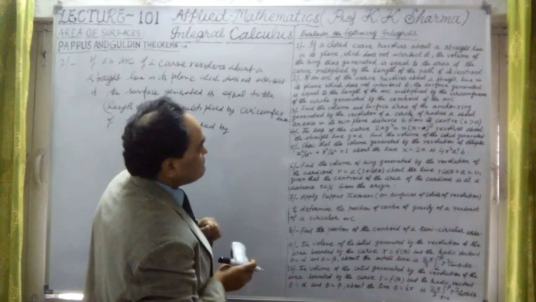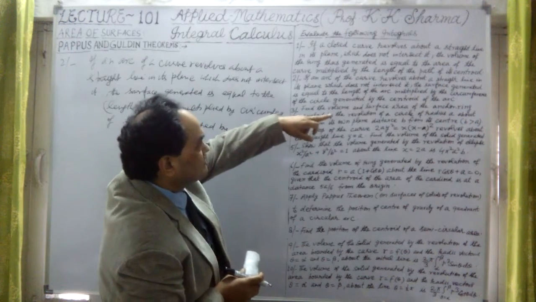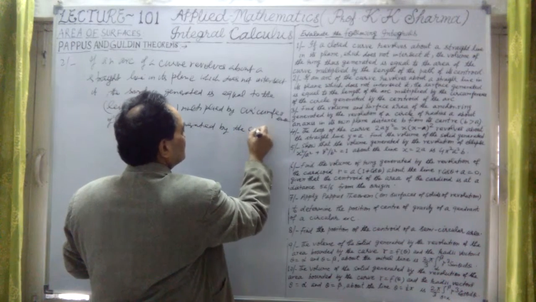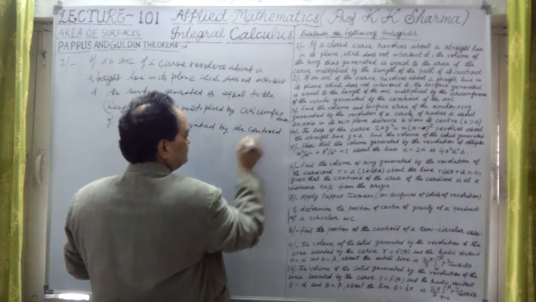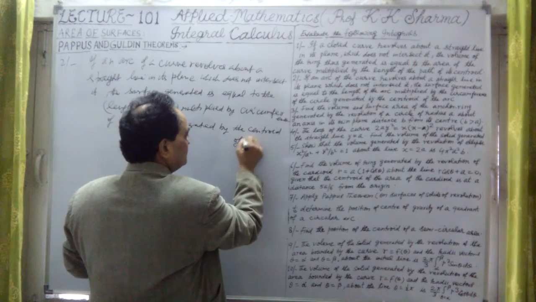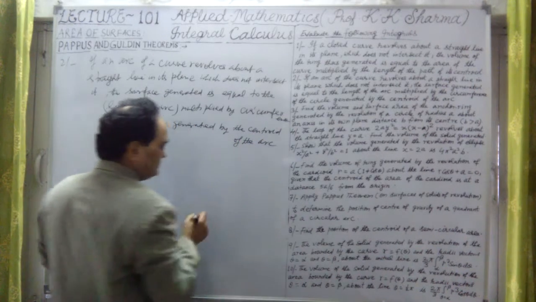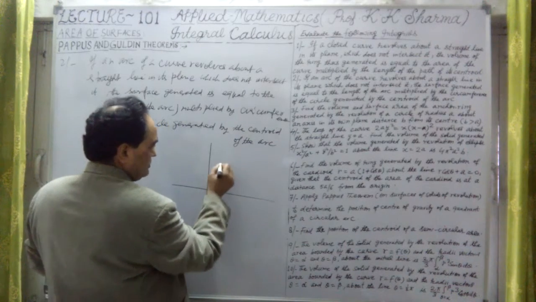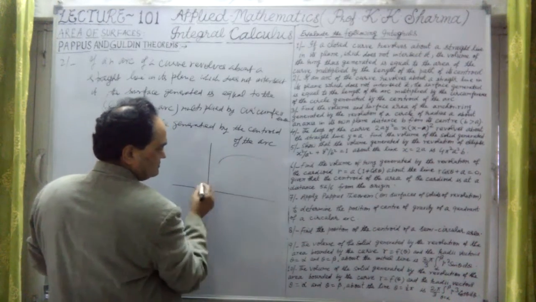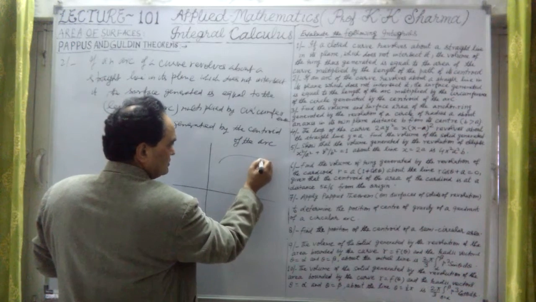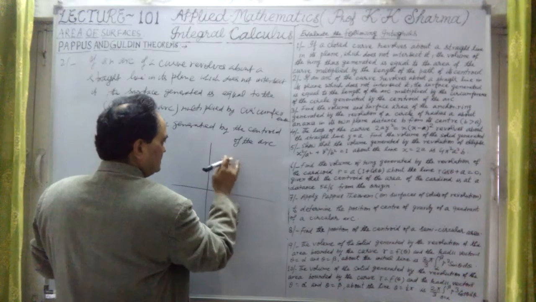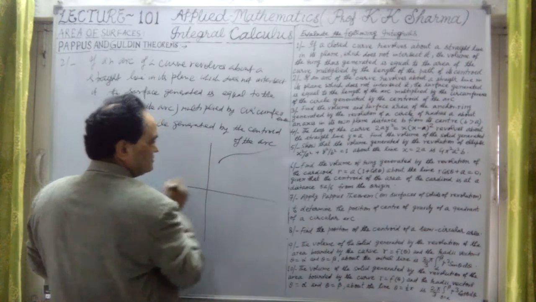Sorry, centroid. Okay, the circle generated by the centroid of the arc. This is the second theorem, the centroid of the arc. Now let me take an arc here. This is the arc here.